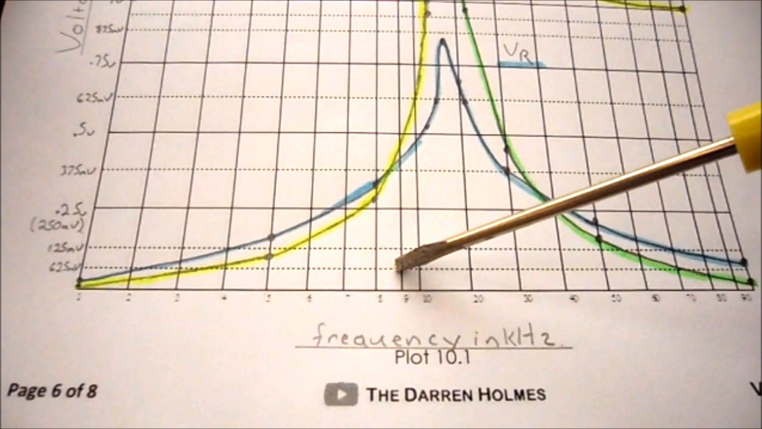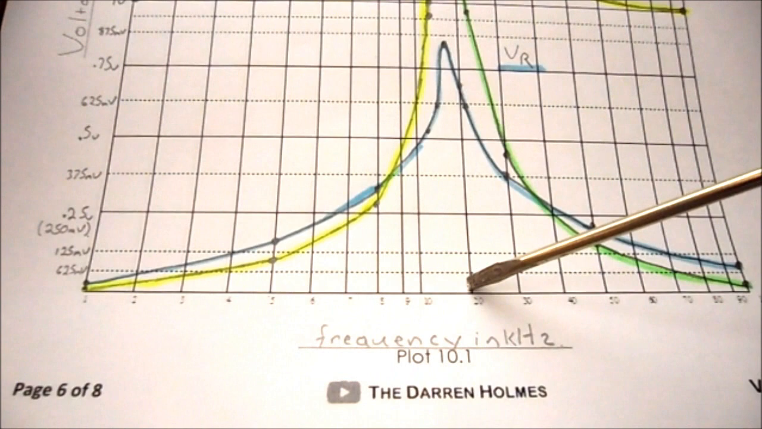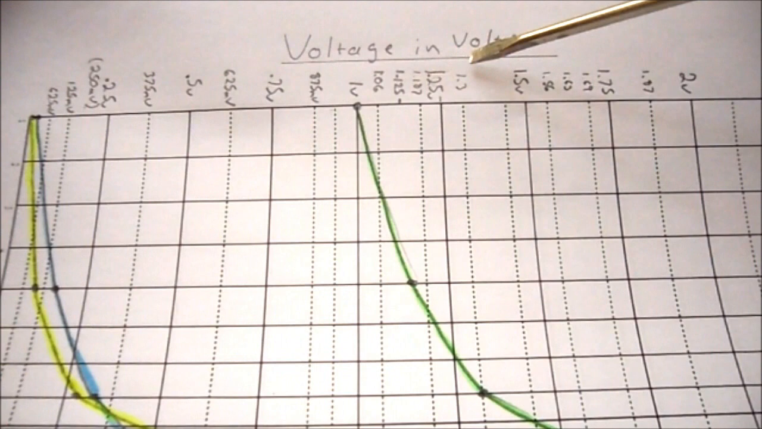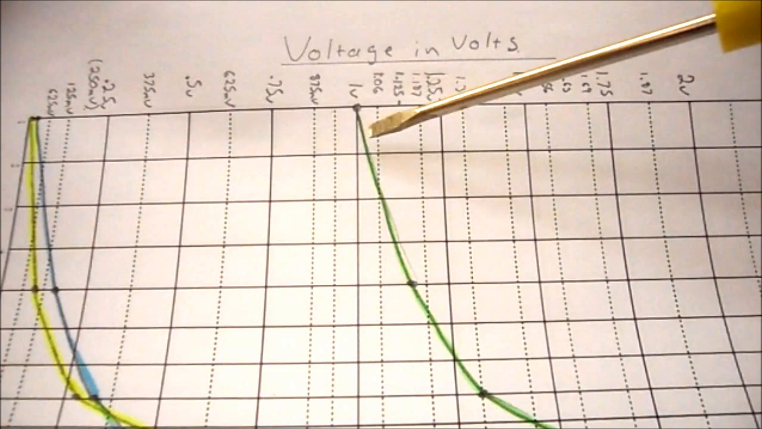And then in the next grid, we go from 10 kilohertz to 20 kilohertz. So now we increase by steps of 10. We go to 30, 40, all the way up to 100 kilohertz at the end. The vertical scale is voltage, measured in volts. Each division is about 1/4 volt. So 1/2 volt, 3/4 volt, 1 volt, 1.5, 2 volts.